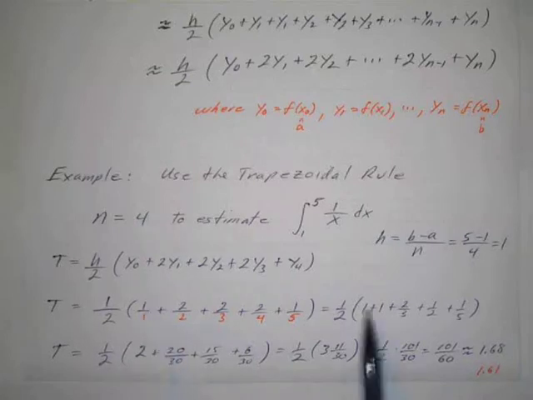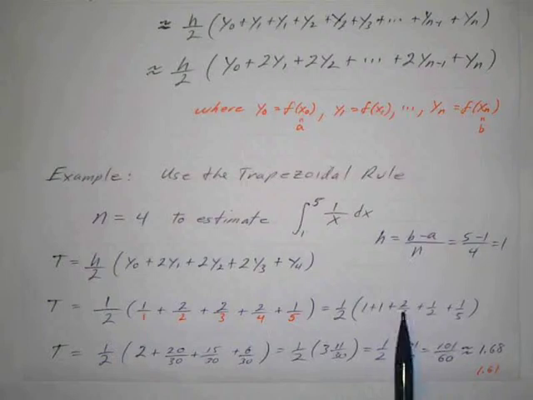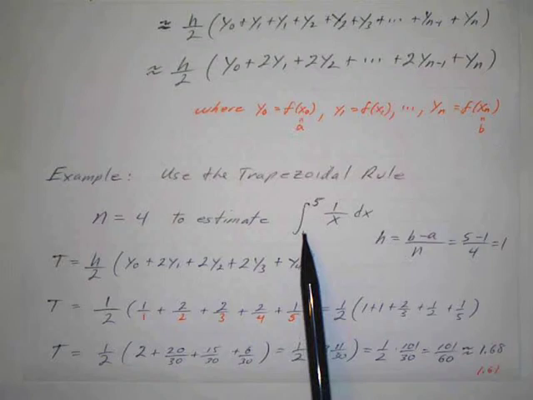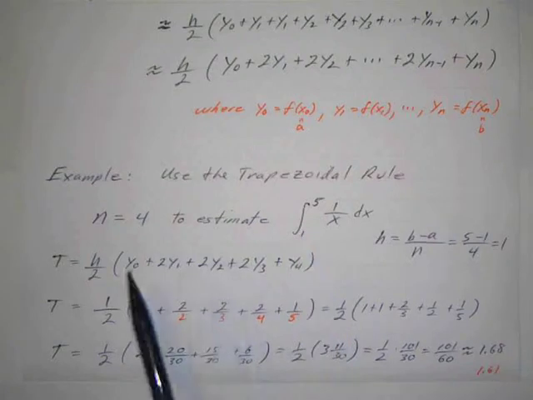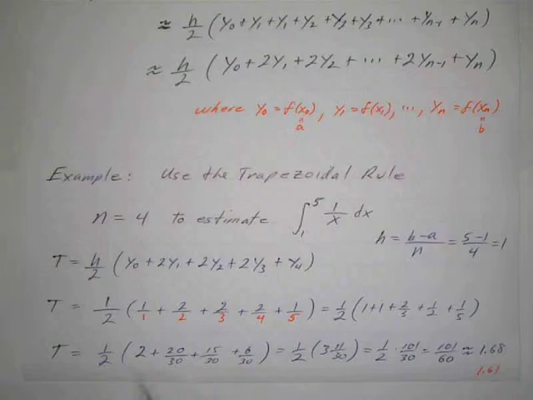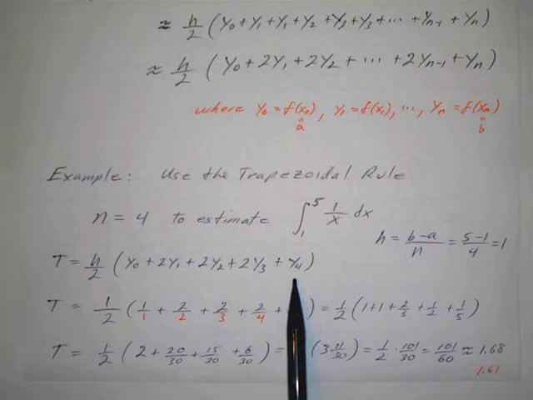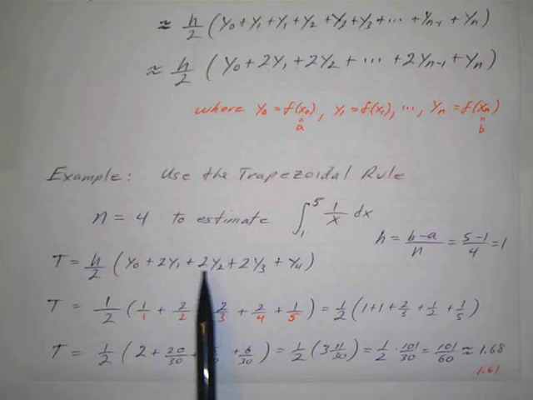Anyway, this is just going to be 1 plus 1 plus 2/3 plus 1/2 plus 1/5. Okay? Again, this was 1 over x, and my x subintervals were 1, 2, 3, 4, 5. Those are my x sub zeros. x sub 0 was 1, x sub 1 was 2, x sub 2 was 3, x sub 3 was 4, and x sub 4 was 5. So it worked out pretty much like that. It was just 1 over that, and then times these numbers here, 1, 2, 2, 2, 1.